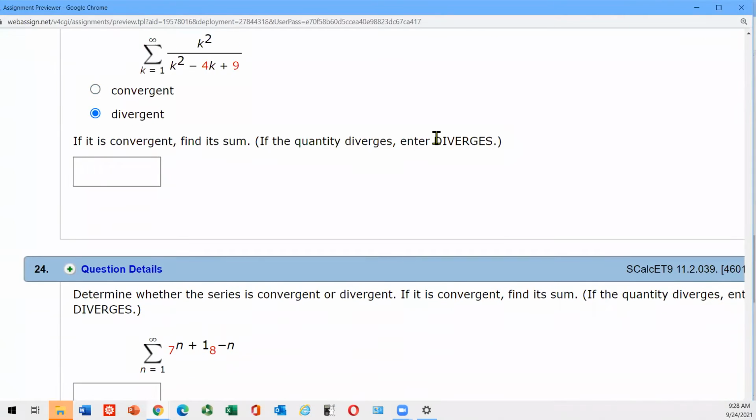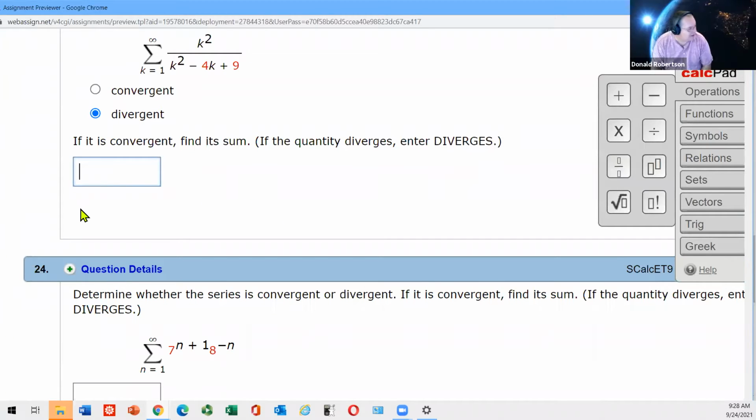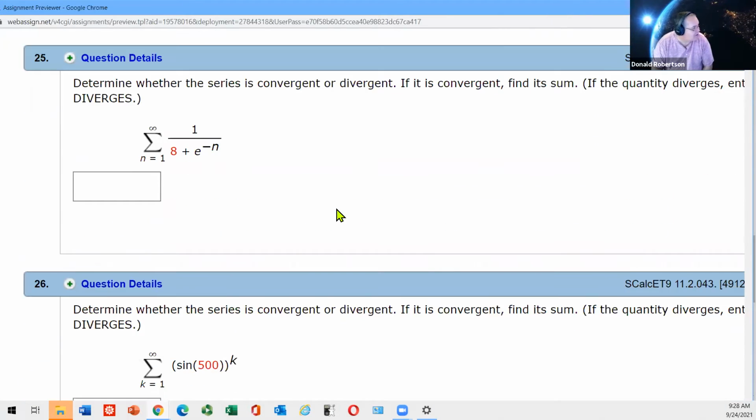Oh, okay. So it doesn't have to be all capitals. I tested it last night. So any version of diverges you like and you're good to go. Let's see. Okay, let's look at 25. What does 1 over e, 8 plus e to the negative n get you? What's the limit of the individual pieces? Do a brute force on that one.